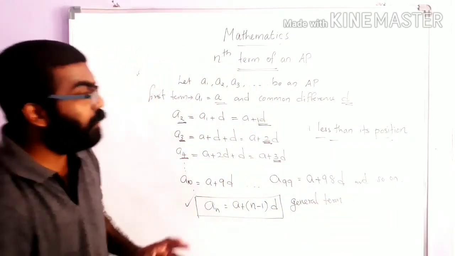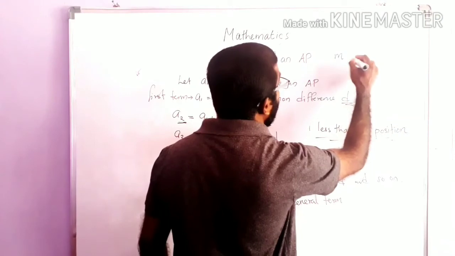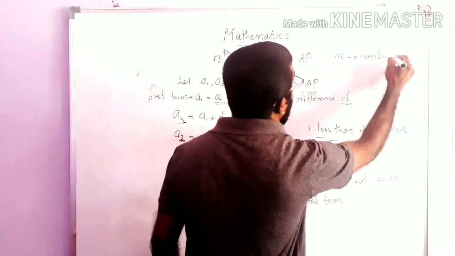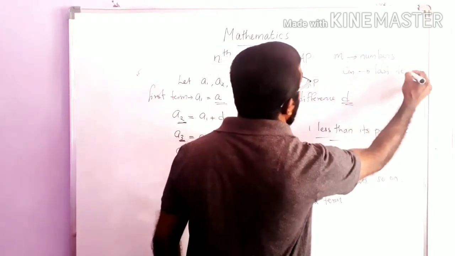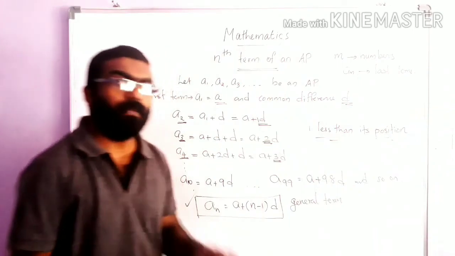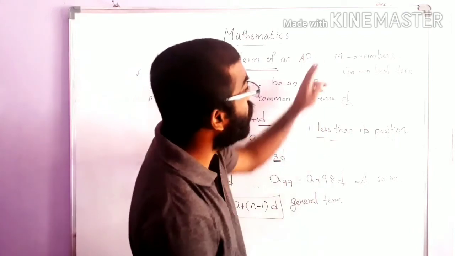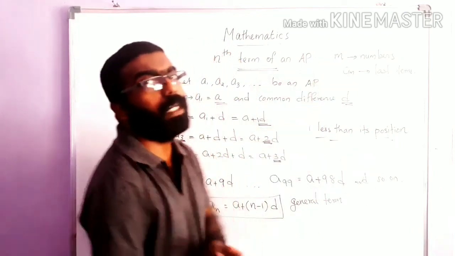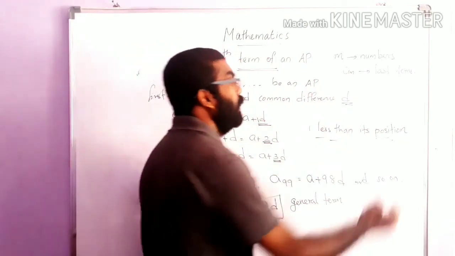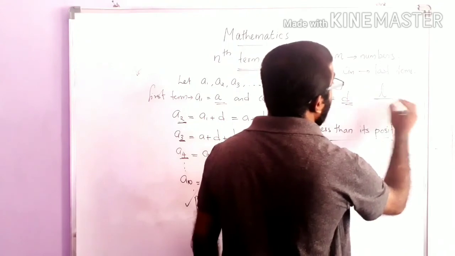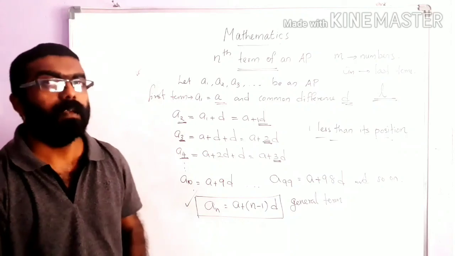And one more thing is, if an AP consists of m numbers or m elements, then Am will be the last term. Okay, if there are 50 numbers, then the 50th term will be the last term. Similarly, if there are m numbers or m terms in an AP, then Am will be the last term, and in that situation we denote it by L. So the last term is also denoted by the letter L. Okay, you understood?